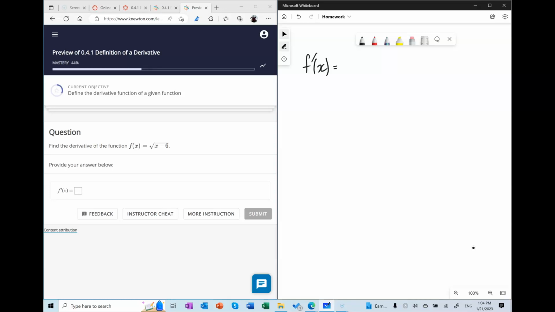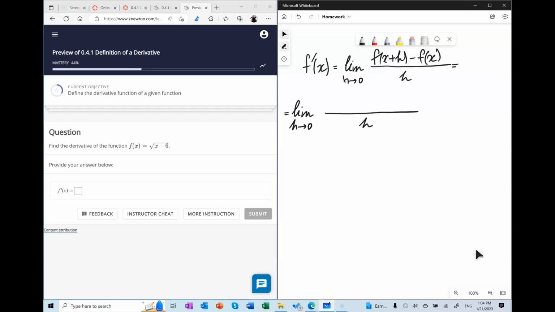Let's find the derivative of this function. It's the limit as h approaches 0 of, again, f of x plus h minus f of x divided by h. And in this case, we have f of x plus h. So let's plug in what's easy. h is easy to throw in there. Square root of x minus 6 is easy to throw in there. And now we're going to put f of x plus h. So instead of x, we just put x plus h.